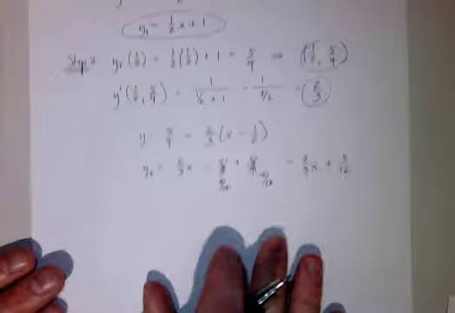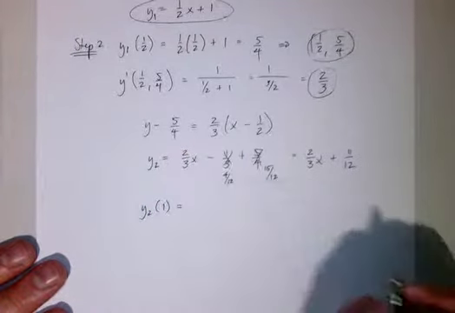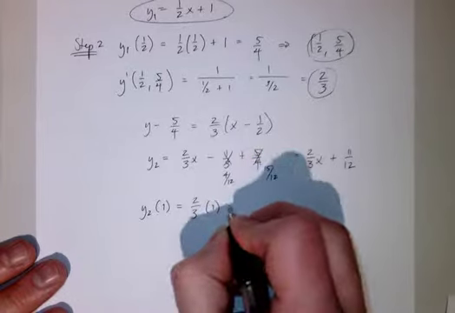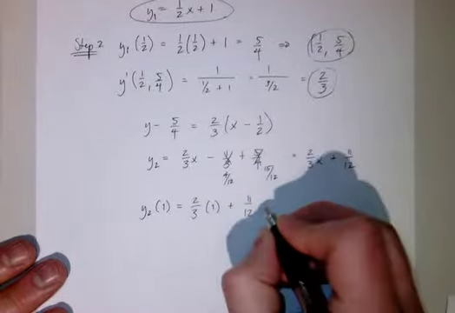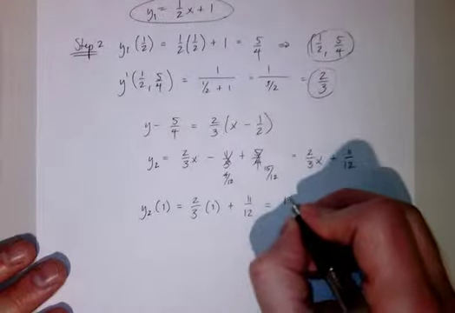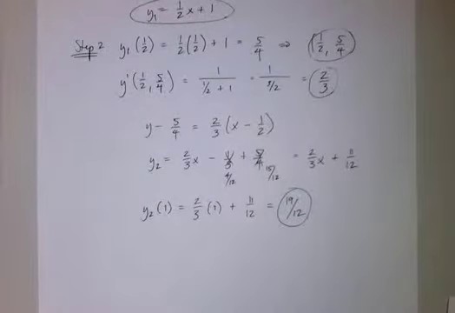And now all you have to do is evaluate y2 after that second step, and you're going to get 2/3 times 1 plus 11/12. That in terms of twelfths is 8/12, and 8/12 plus 11/12 is 19/12. That is my approximation.